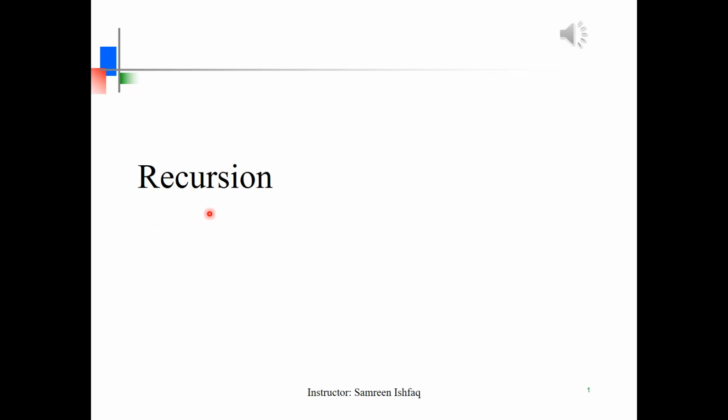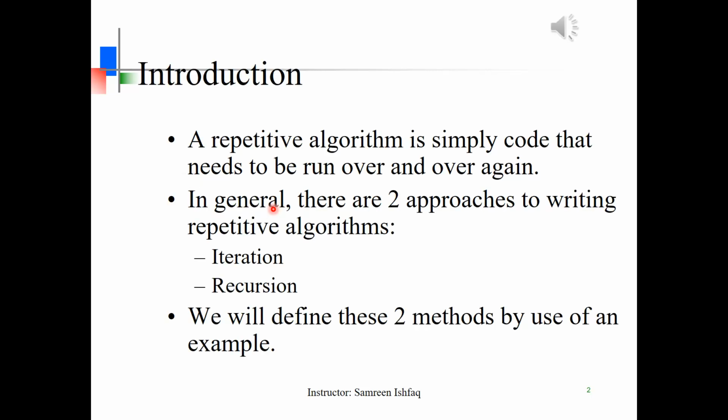We have covered queue data structure in detail. Now before moving toward our next data structure, that is tree data structure, we will cover a topic named recursion. What is recursion? A recursion is a repetitive algorithm, that is a code that needs to be run over and over again. In general, there are two approaches to writing a repetitive algorithm. One is iteration or loops and second is recursion. To get a better understanding, we will solve a problem by using these two techniques, iteration and recursion.